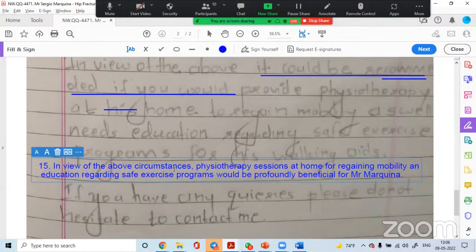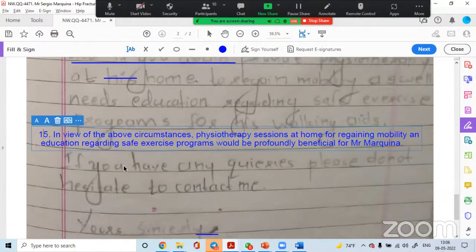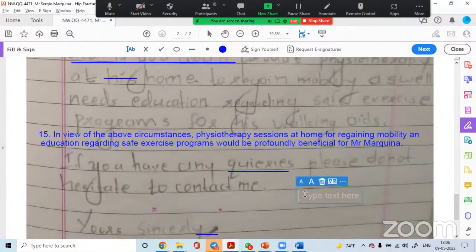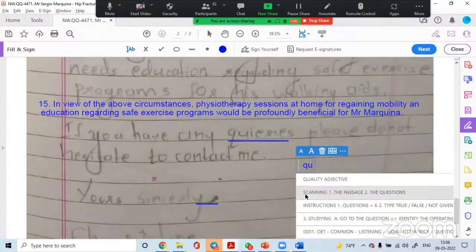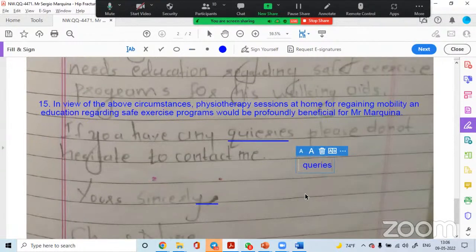In view of the above circumstances, okay, fine. If you have any queries, please do not hesitate to contact me. So "queries", no need of that spelling. See, spelling mistake again. Queries. That is the spelling. Go to the Cambridge Dictionary and check.